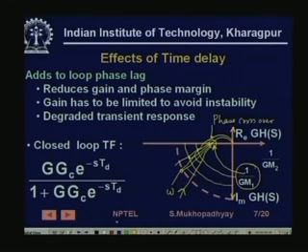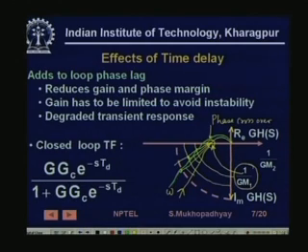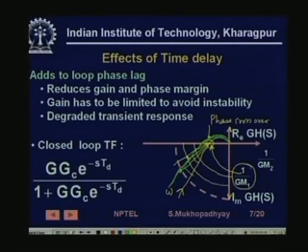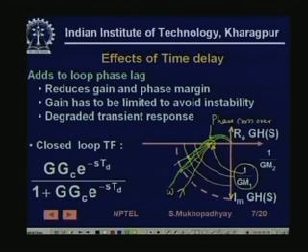So now let me put a different color so that we can understand this phenomenon. Let's put a green color. So now the new plant with delay flows through the green line. So it has got shifted because of the delay. So now what happens?